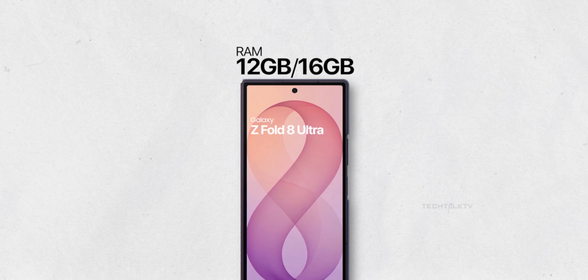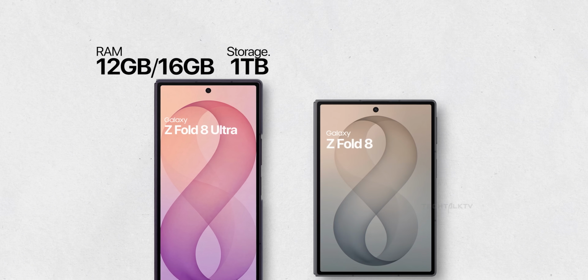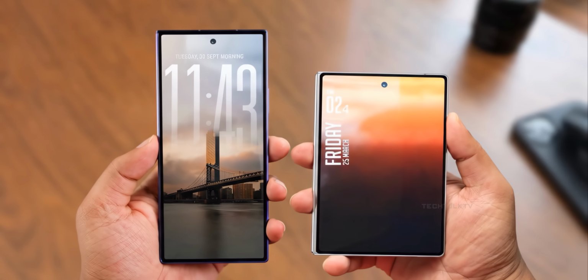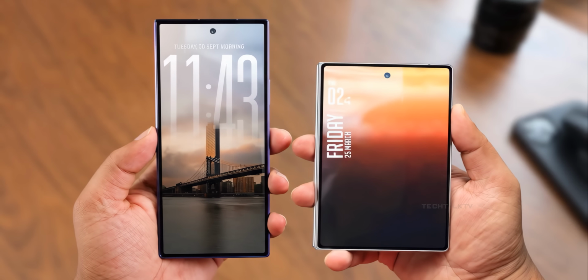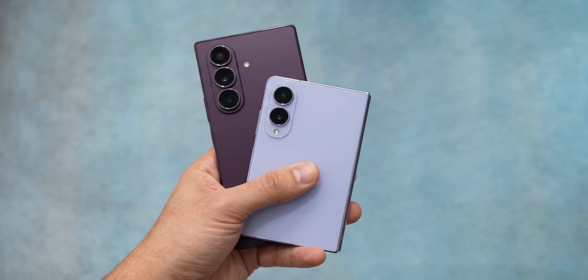Samsung is offering a 16 gigs of RAM variant on the Fold 8 Ultra if you buy the 1TB option. The regular Fold 8 tops out at 12 GB even with 1TB of storage. So that's everything that separates these two phones. But let's talk about what they have in common because Samsung is bringing some huge upgrades to both models.